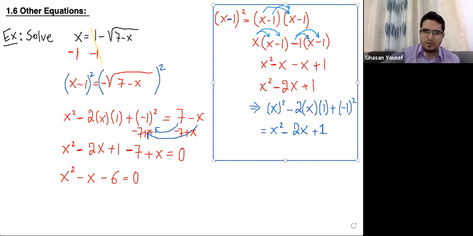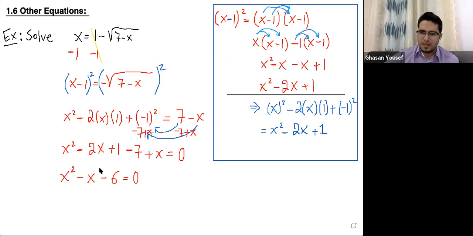Now let's go back to the question, to the example, sorry. Here, x squared minus x minus 6. So how can I factor, or how can I solve a quadratic equation like this? Last time I said we have 3 ways to solve a quadratic equation. The first one is by factoring. The second way is by using the quadratic formula. The third way is by using completing the square.